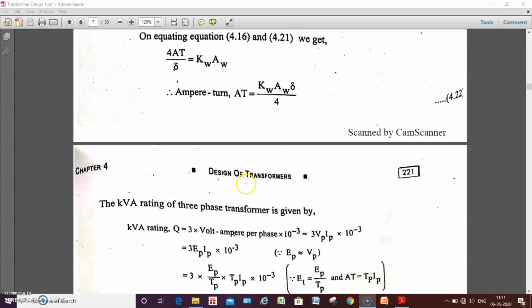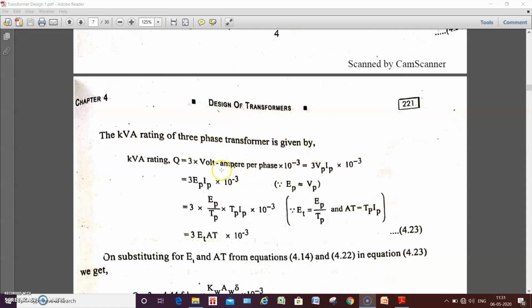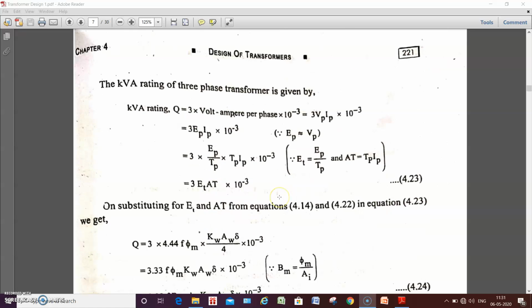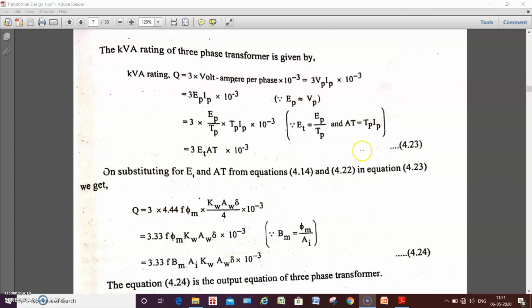Keep this equation. Then the output equation of the three-phase transformer is 3 times the volt ampere per phase multiplied with 10 to the power minus 3. So it is 3 VPIP or 3 EPIP. Again multiply and divide this equation with TP, so that it is ampere turn and EMF per turn. So it is ET, and this is the ampere turn. You substitute the equations for ampere turn and ET from the previously derived equations.